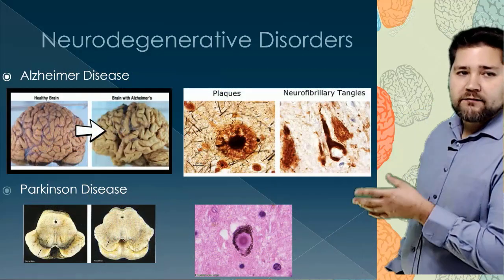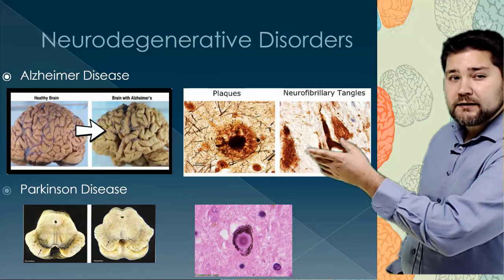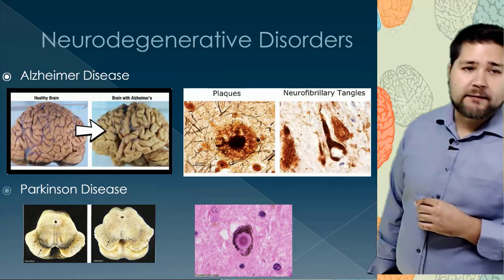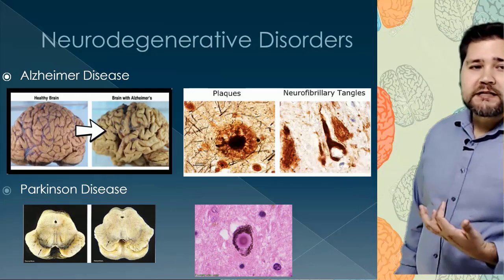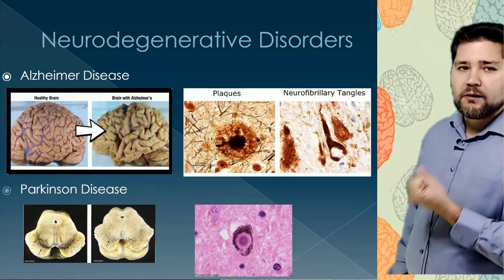So looking at some of the findings for Alzheimer's disease, we can see a normal brain autopsy on the left contrasted to an Alzheimer's brain on the right. And the thing that should stand out is that these gyri are more shriveled up, and we really see prominent sulci in the brain.